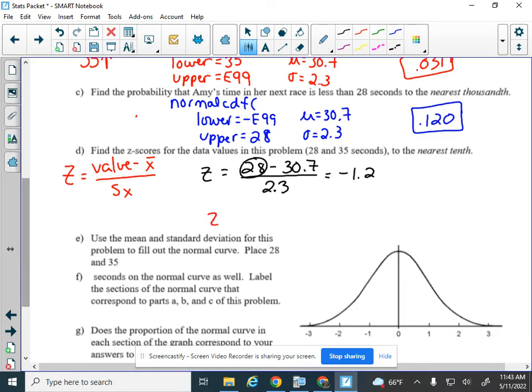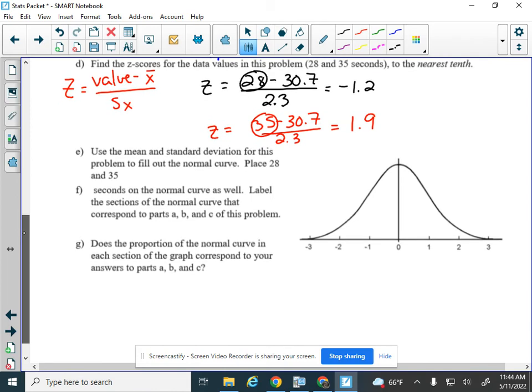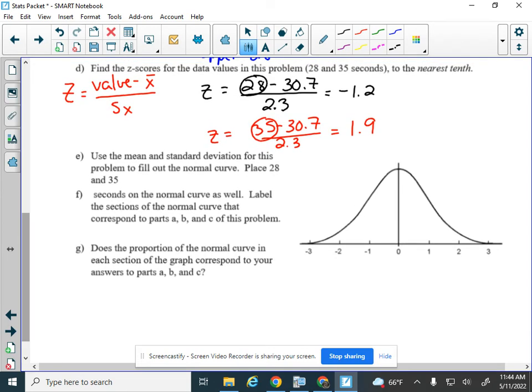The z-score for 35, which is our other value, is going to be 1.9. Okay, so those are our two z-scores that we're working on in this problem. Now it says use the mean and the standard deviation for this problem to fill out the normal curve, and we're going to place the 28 and the 35 on there. So this is going back to the normal curve. We know the mean goes in the middle, so that's 30.7.